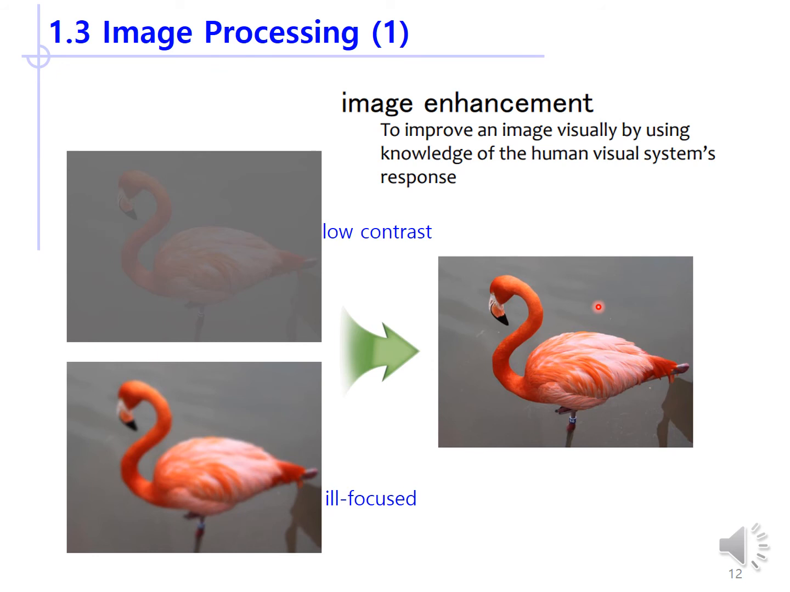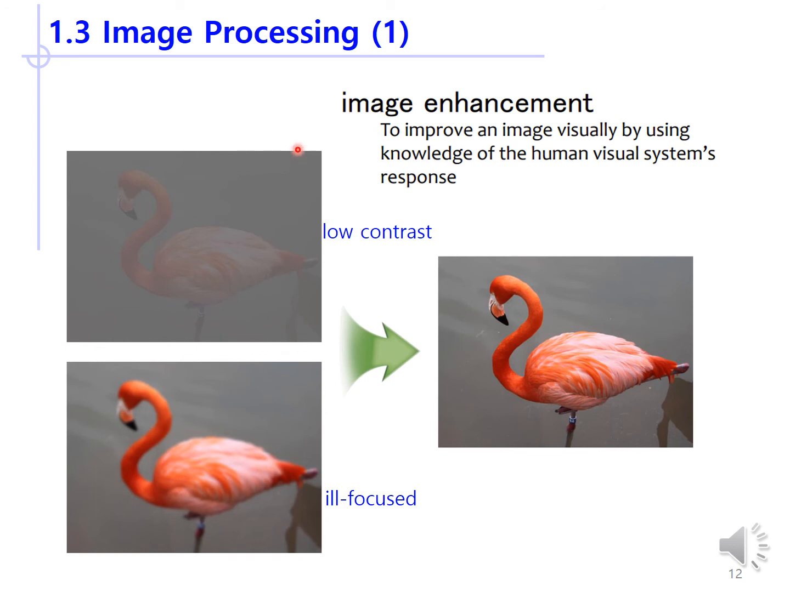Image enhancement is used to improve the image visually by using knowledge of the human visual system's response. That means we first study how humans enhance the image in our visual system. Then we apply that technique to the computer vision program.